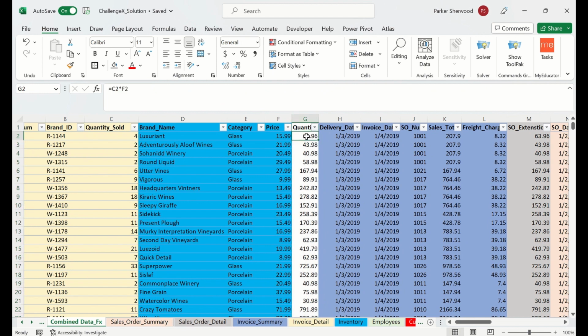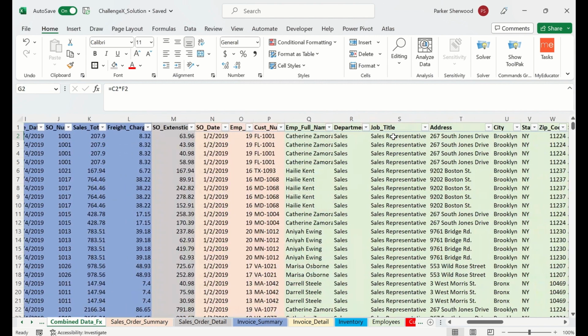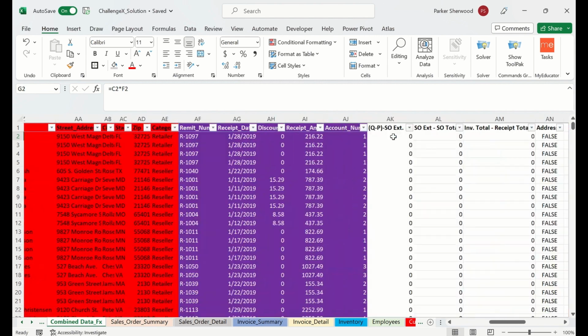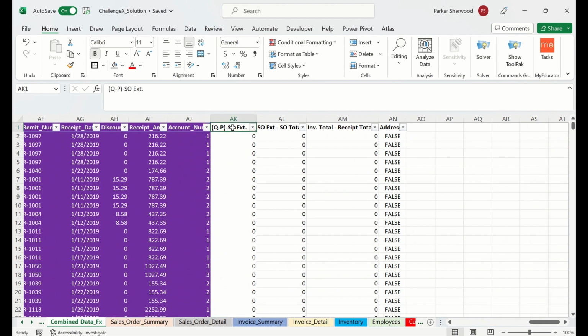So this one is quantity times price. Simply the quantity sold from the invoice detail sheet times the price in the inventory sheet. And then at the end, we have some other calculated fields. The first is the quantity times price minus the sales order extension. This would find any errors where the invoice detail and the inventory sheets have different data than the sales order sheet.